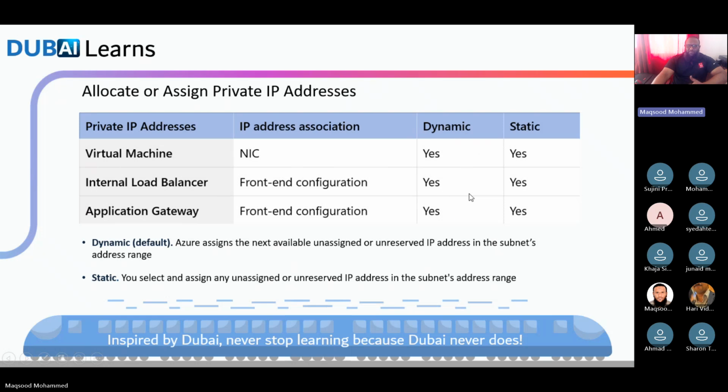It can be dynamically assigned, and when I say dynamically assigned, it will be assigned automatically by the Azure Virtual Network. Or you can manually assign it. Static IP address means you manually assign an IP address to a virtual machine or to a load balancer or application gateway. Dynamic IP address is by default assigned by the virtual network. Azure assigns the next available unassigned or unreserved IP address in the subnet address range. So Azure Virtual Network itself is acting as a DHCP server in this scenario.